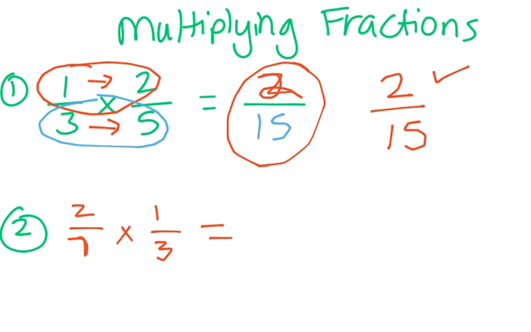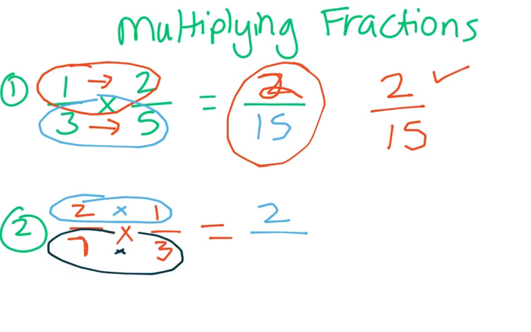All right. In 2/7 times 1/3, what are we going to multiply first? 2 times 1. That's right. 2 times 1 is 2. Sweet. And then we're going to multiply the denominators, the bottom. So it's going to be? It's going to be 7 times 3. 7 times 3 is? 21. Awesome.